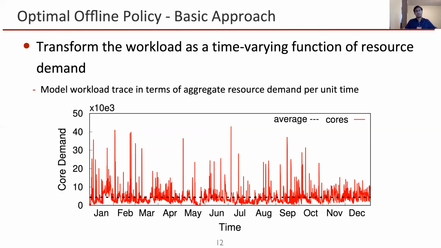First, we transform our workload into a time-varying function of resource demand, where we take the workload trace and aggregate resource demand per unit time. For example, this curve shows aggregated core demand across the time period over the year. As you can see, the core demand varies drastically across the year.